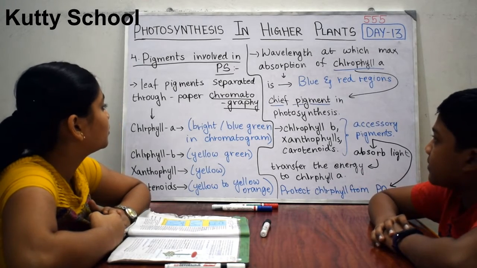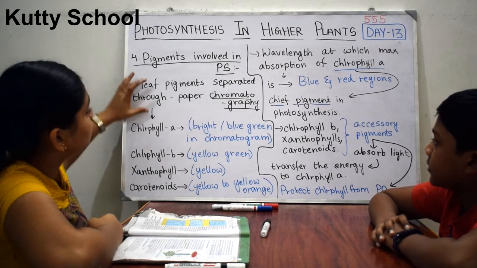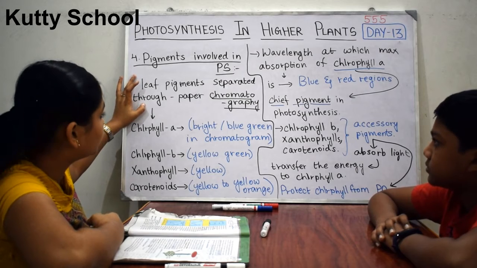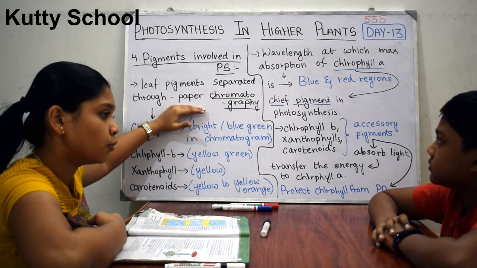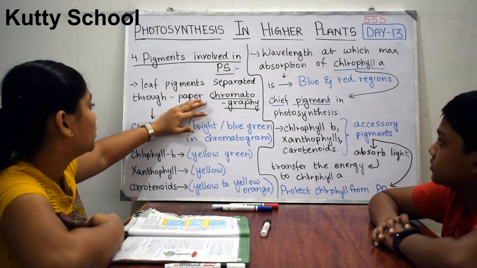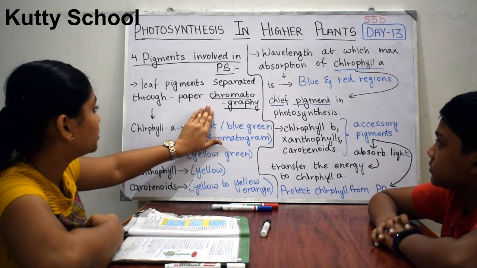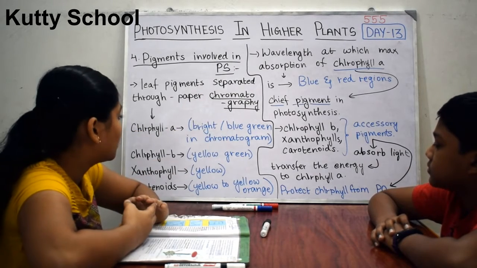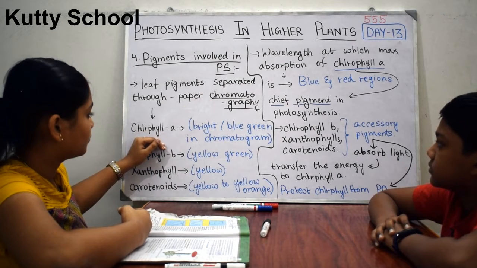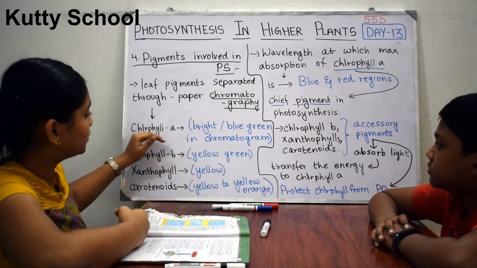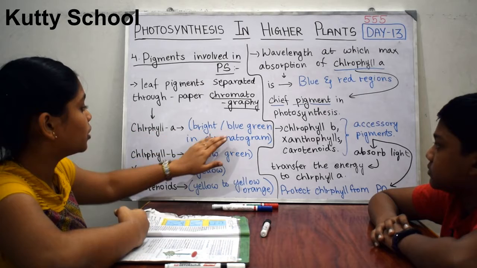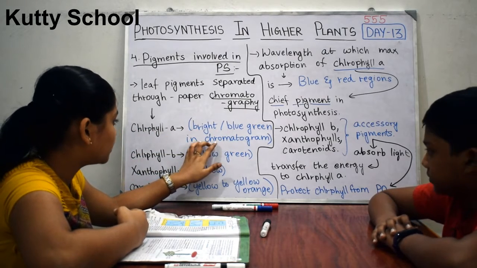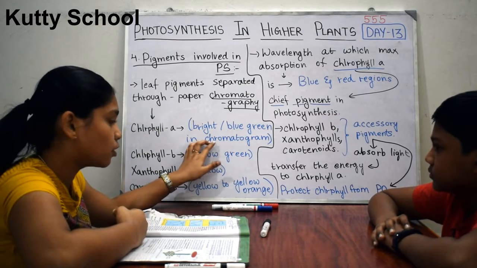There are many pigments in the leaf. These pigments are separated through the paper chromatography technique. Various pigments are arranged in paper chromatography. If you take chlorophyll A, it is observed in the bright or blue-green region of the chromatography.